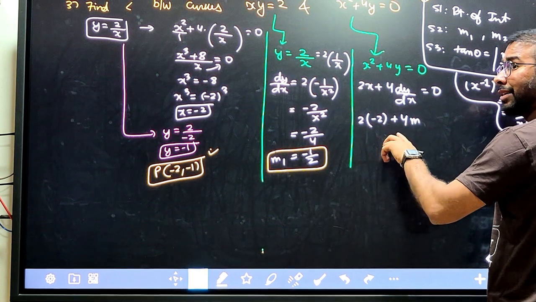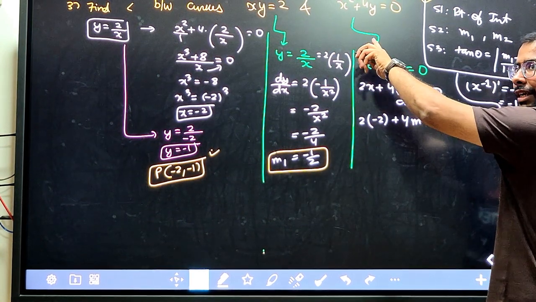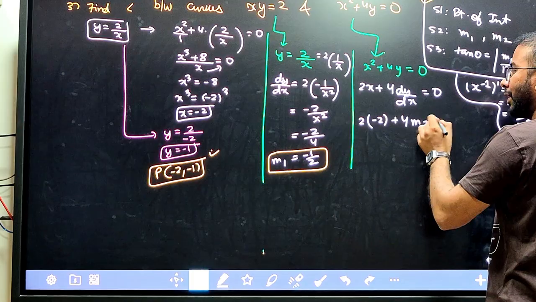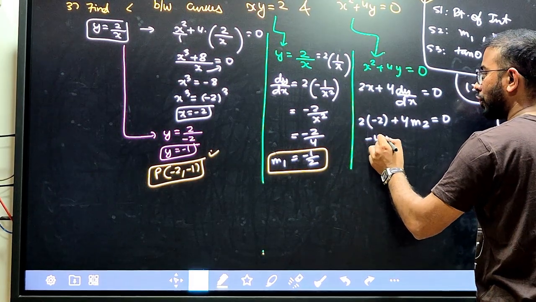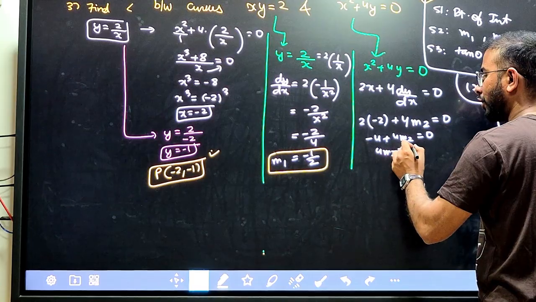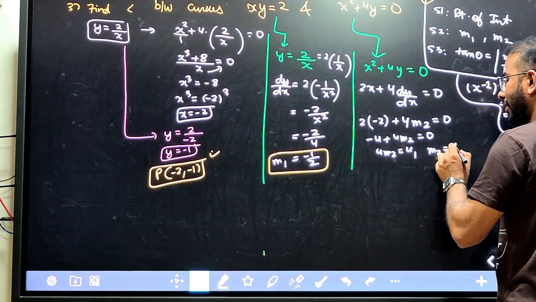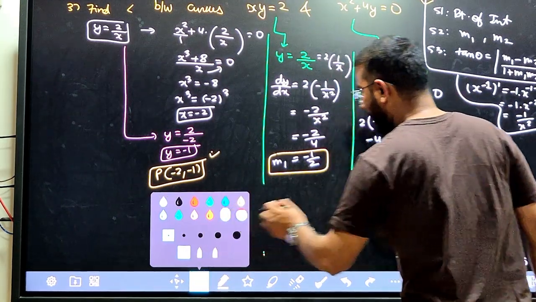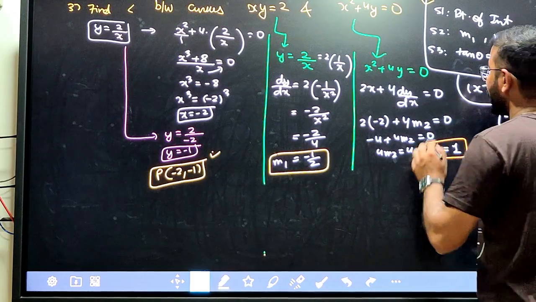1 2 is done. Now it is 2. For the first curve it is 1. For the second curve it is 2. So minus 4 plus 4 m2 equal to 0. 4 m2 equal to 4. m2 is coming out to be 1. So now we got m2. Now step 1 is done.